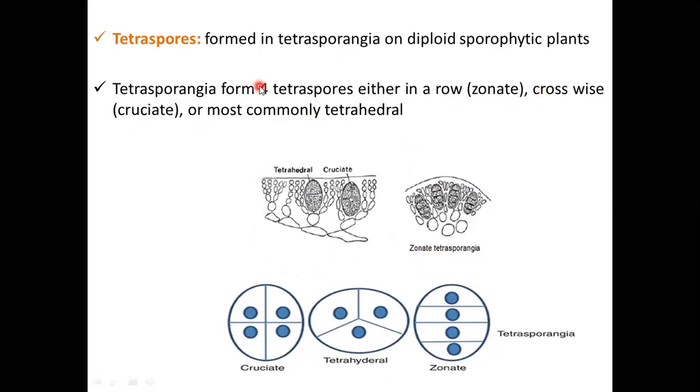So these are some of the types of spores which are formed in asexual reproduction in red algae.